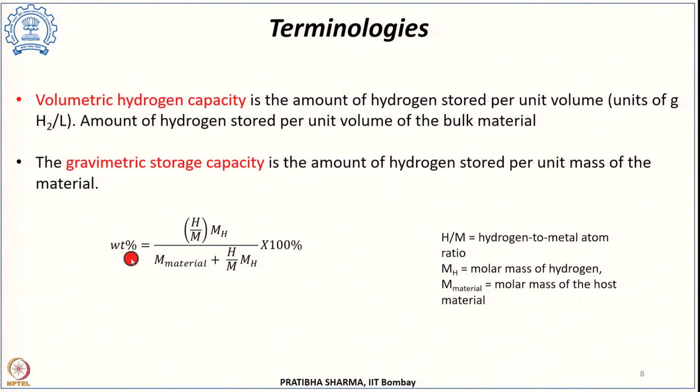So weight percent here is the mass of hydrogen divided by the mass of the material, along with the mass of the hydrogen as well, where H by M is the hydrogen to metal atom ratio and correspondingly the molar mass of hydrogen as well as the material being considered. So the weight of hydrogen being stored divided by the weight of the material plus the weight of hydrogen being stored, times 100, will give us the weight percent.